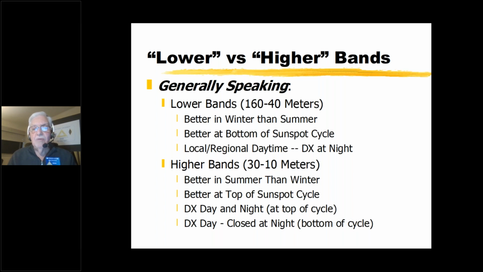The higher bands, which are 30 through 10 meters, are the mirror image of the lower bands. They're better in the summertime, generally speaking, than in the winter time. They're much better at the top, the maximum of the sunspot cycle. They're DX bands in the daytime and night at the top of the cycle, and they tend to be DX bands in the daytime, but they close completely, becoming almost completely useless for long distance communication at night at the bottom of the sunspot cycle. So that's why lower versus higher bands, keep that in mind.